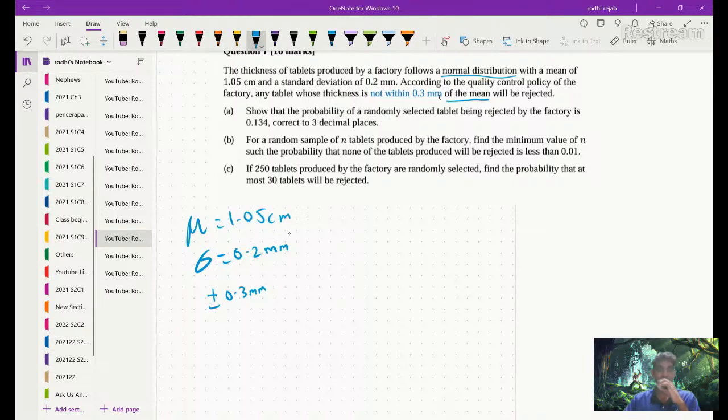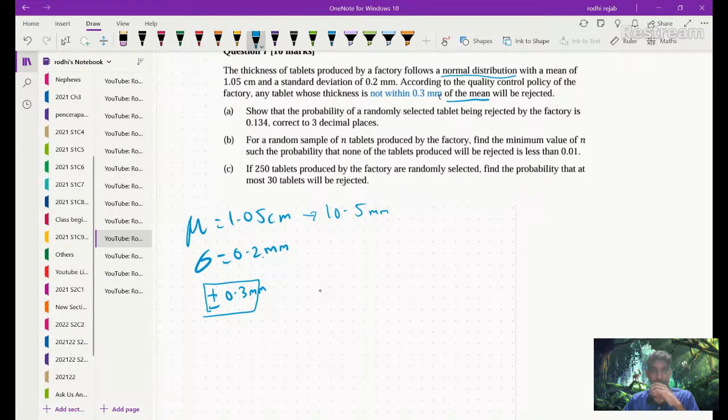So first, to make everything easier, we'll change the mean to millimeters because they are two different units. So this to millimeters will be 10.5 mm. And since they said any tablet whose thickness is not within 0.3 mm, within 0.3 mm is plus minus 0.3 mm.